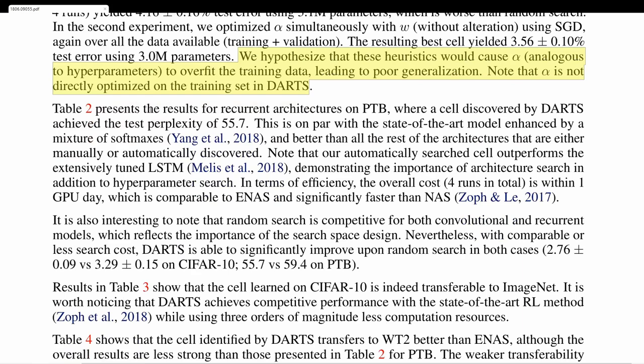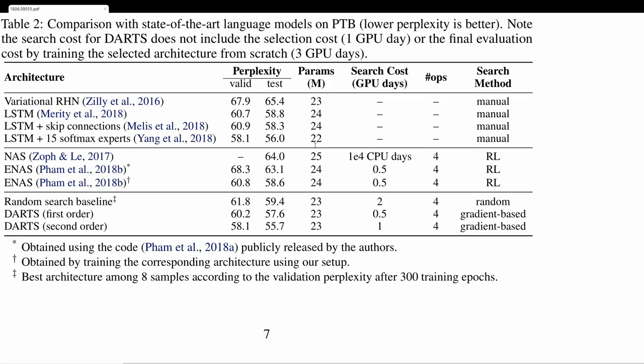Table 2 presents the results of the recurrent architectures on PTB, where cells discovered by DARTS achieved the test perplexity of 55.7. Comparison with state-of-the-art language models on PTB, lower perplexity is better. Note the search cost for DARTS does not include the selection cost, 1 day, and the final evaluation cost by training the selected architecture from scratch, 3 GPU days.